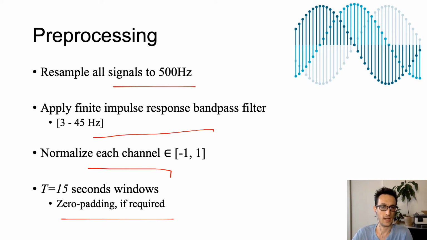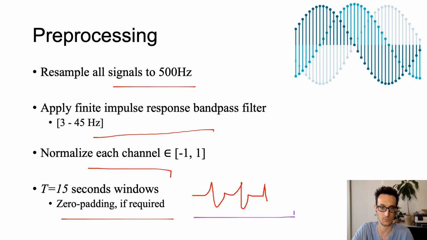And then for the deep portion of the network, we use a window approach. So we take 15-second windows of ECG data. And if it happens that the recording did not have 15 seconds worth of data available, then we would zero pad the remainder of the segment.